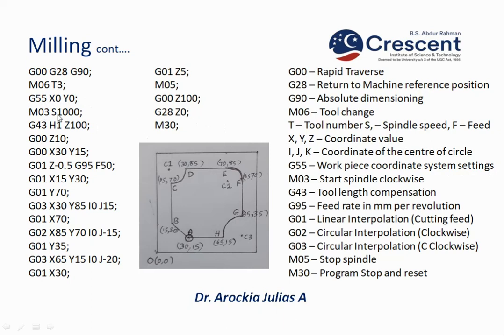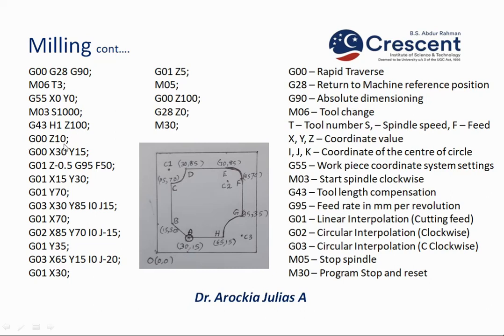Now we start the spindle. M03 is used to start the spindle, and the spindle speed is 1000 rpm. Now G43. Here we are using G43 as a tool length compensation. Okay, we are going to plunge the workpiece, so we have to be very careful, otherwise the tool will break. So we use G43 to define the tool length compensation exactly. Okay, so G43 H1.